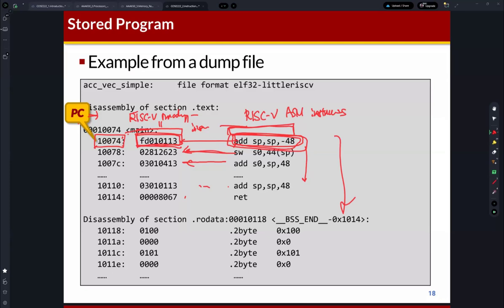A processor reads instructions using PC, and then the processor reads instructions from memory, and then this instruction is executed. And then the PC is changed to the next line, 10078. Then the next instruction is executed, and then the next line 1007C. Then the next instruction is executed. Okay.